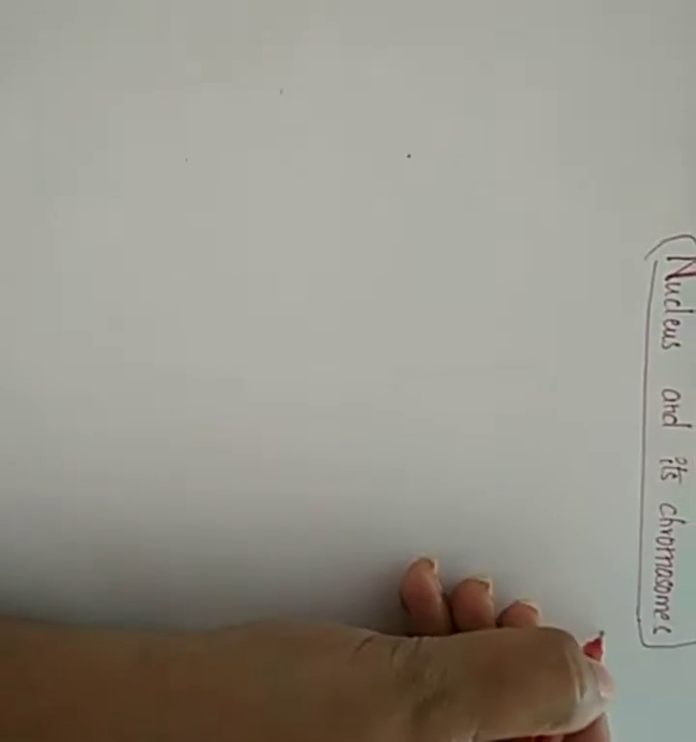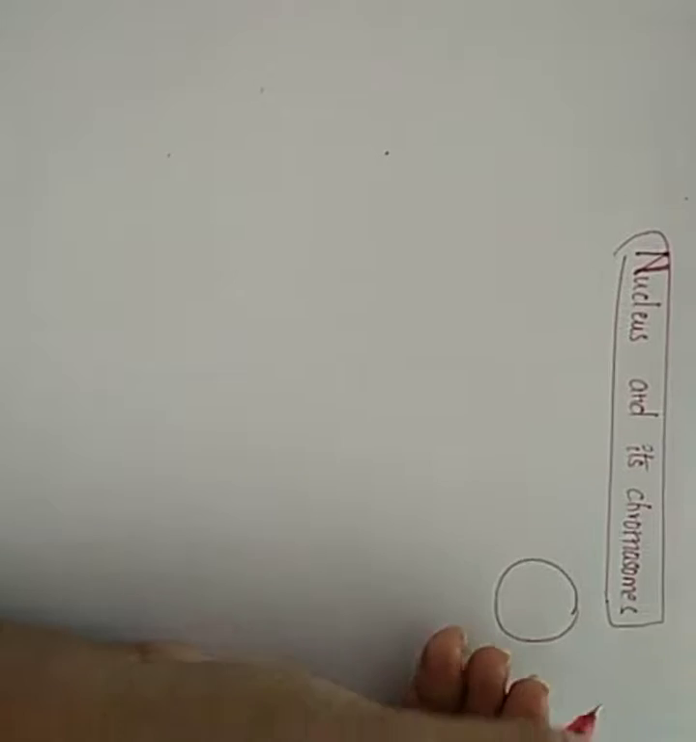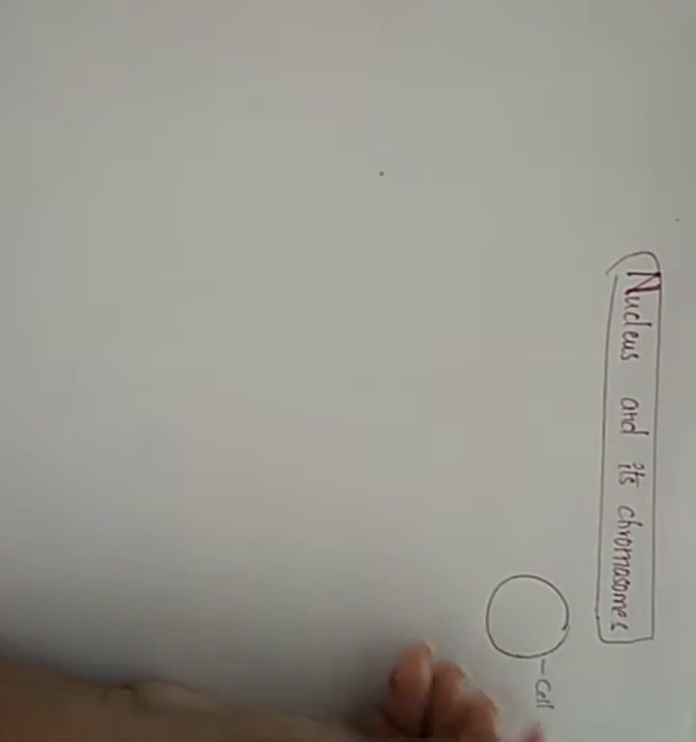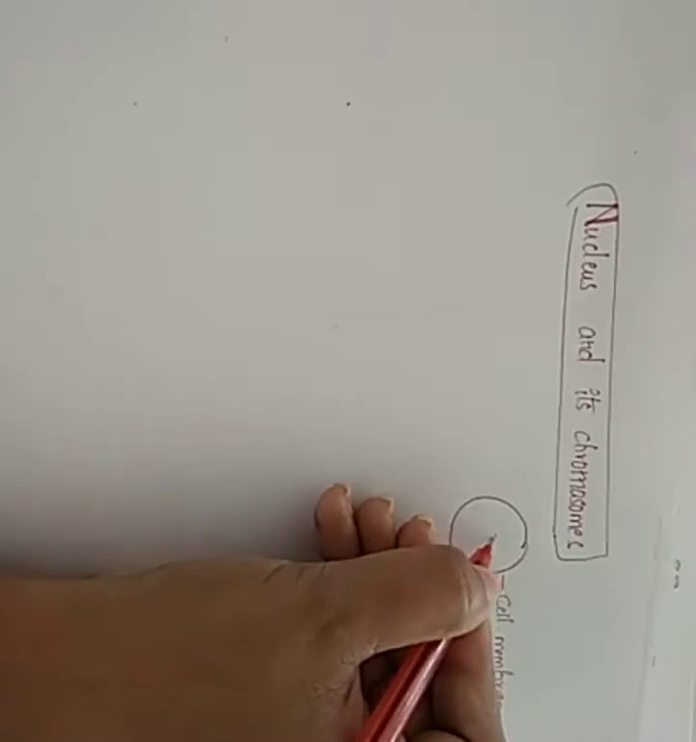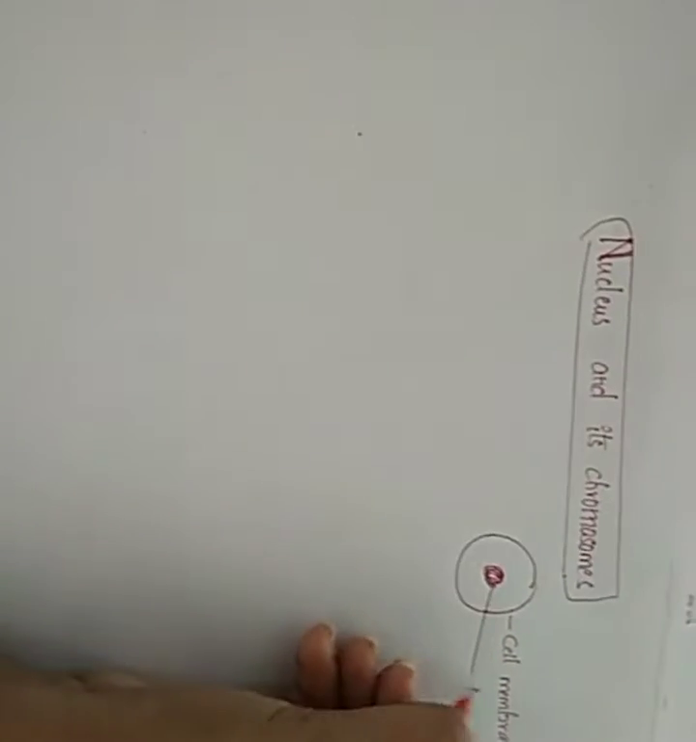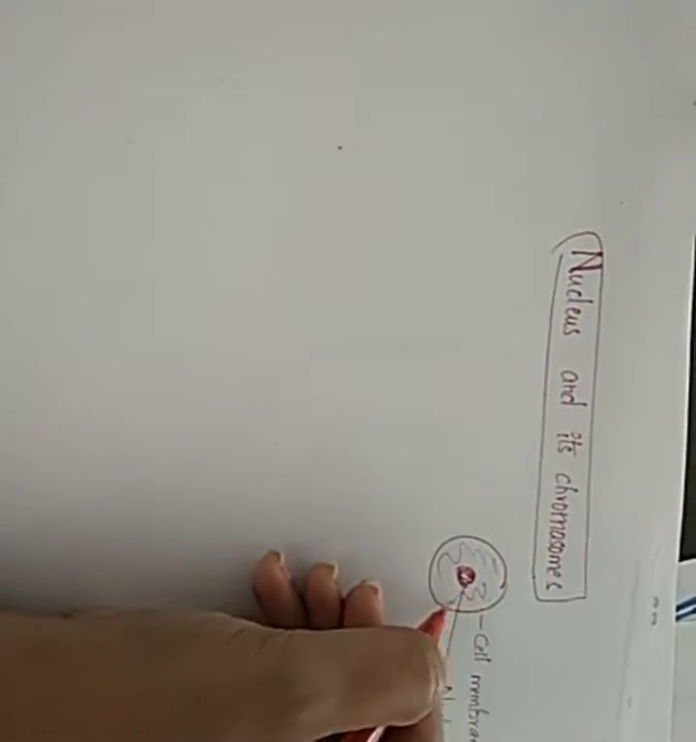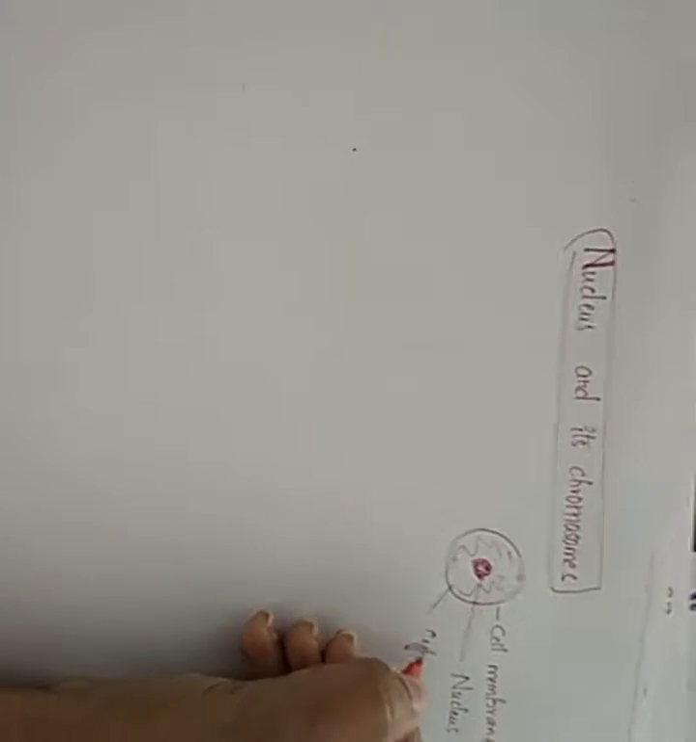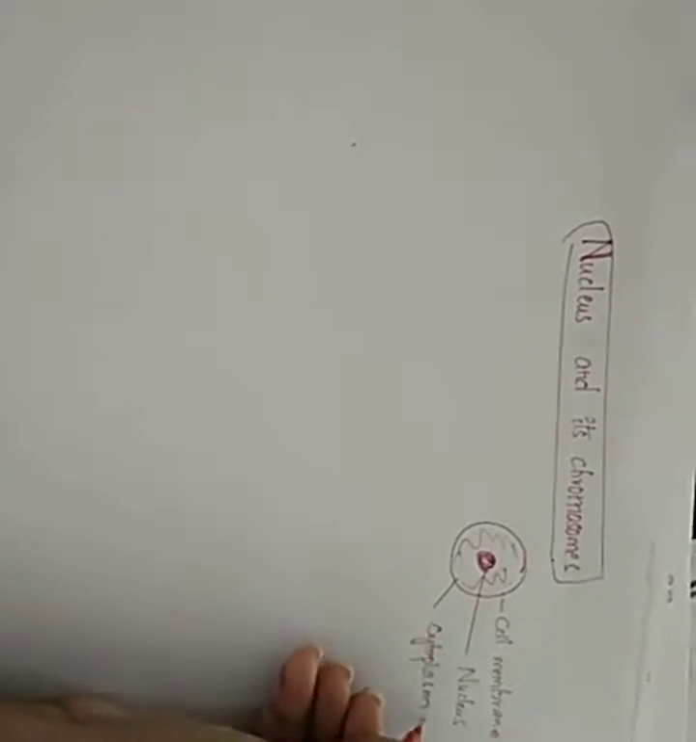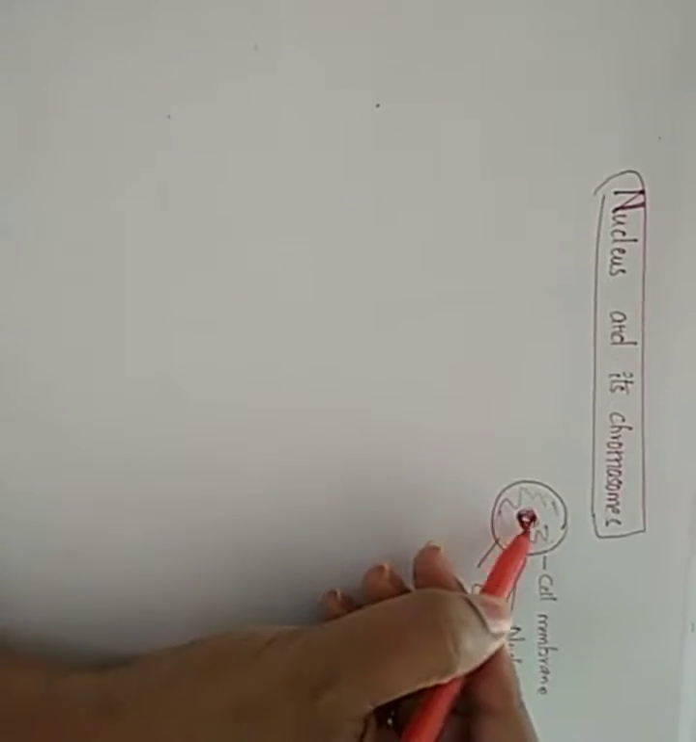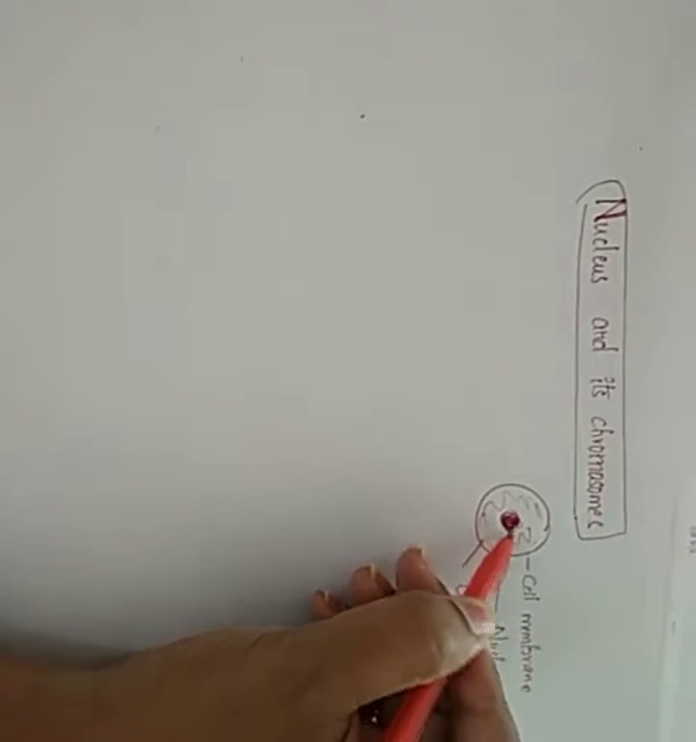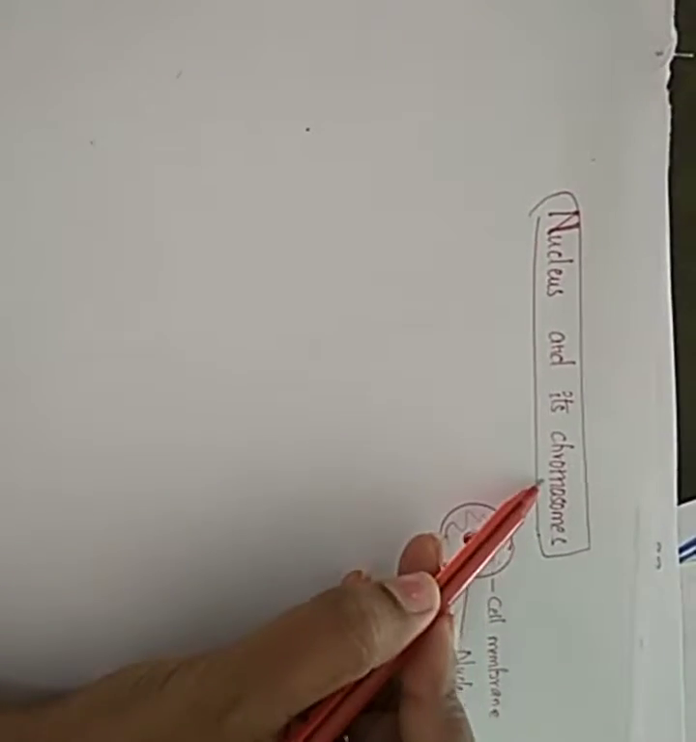Now, I told you in the previous class that every cell has three principal constituents: the outer cover is called the cell membrane, the center one is called the nucleus, and the remaining whole portion of the cell is the cytoplasm, right? So now we are going to discuss in detail the structure and function of the nucleus and the chromosomes.